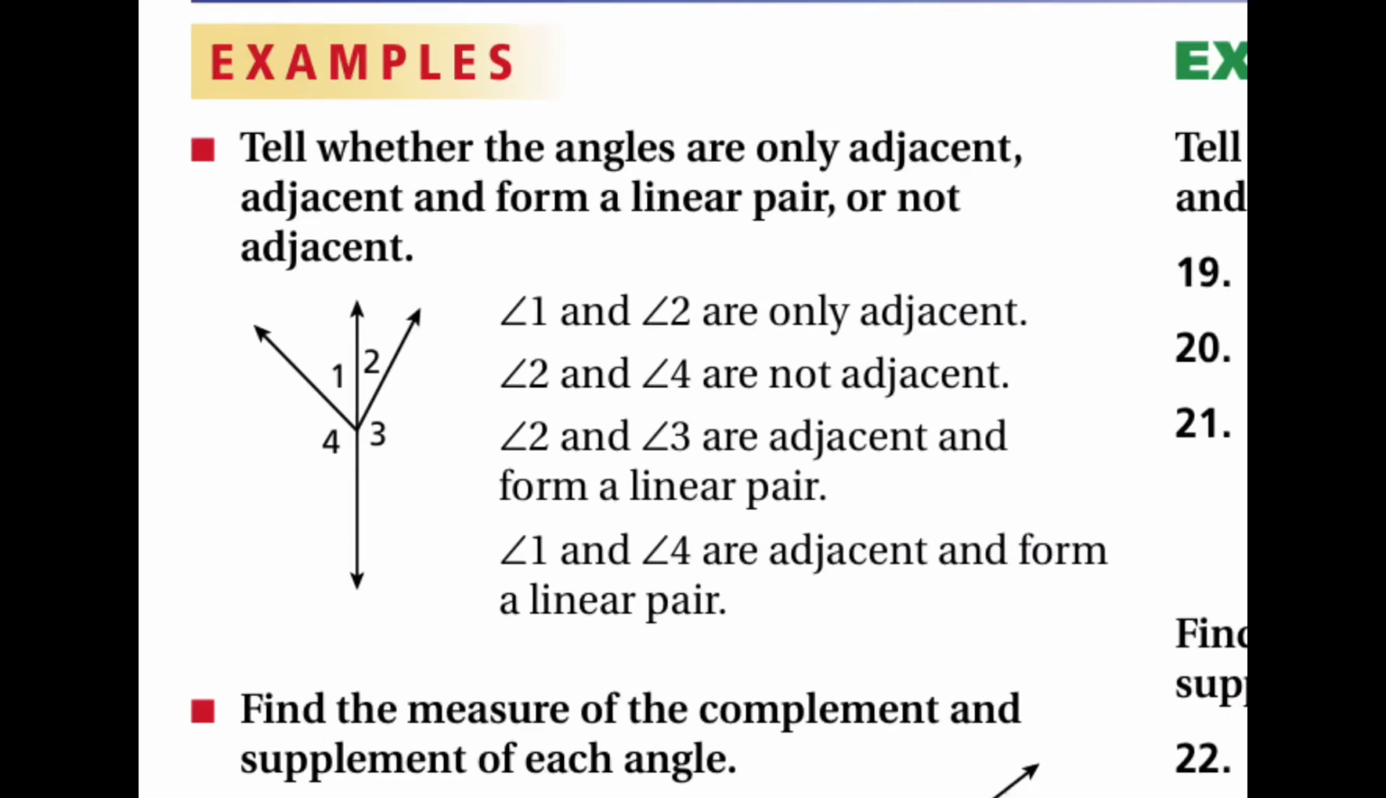So in this diagram, 1 and 2 are adjacent, meaning they're next to each other. 2 and 4 are not adjacent, because they don't share a common side. 2 and 3 are adjacent, and they form a linear pair, meaning they add up to 180 degrees. And 1 and 4 are adjacent and form a linear pair also.